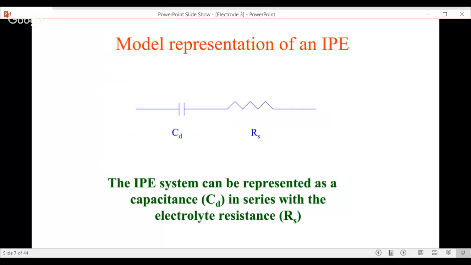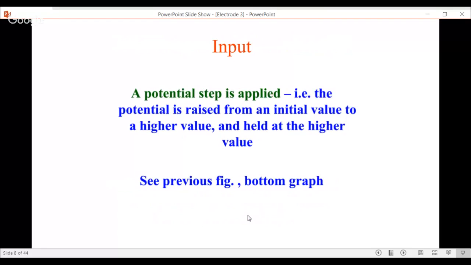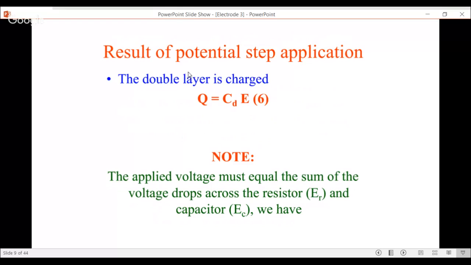Now, an ideally polarized electrode, in an equivalent circuit, is a capacitance and a resistance in series. The ideally polarized system can be represented as a capacitance in series with an electrolyte resistance. A potential step is applied, that is, the potential is raised from an initial value to a higher value and held at that higher value. The result of a potential step application is that the double layer is charged.